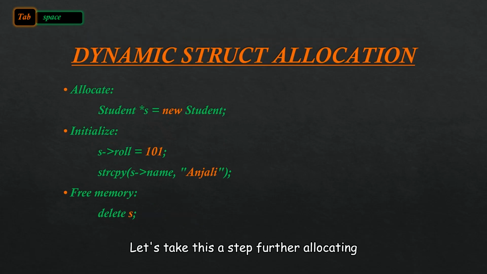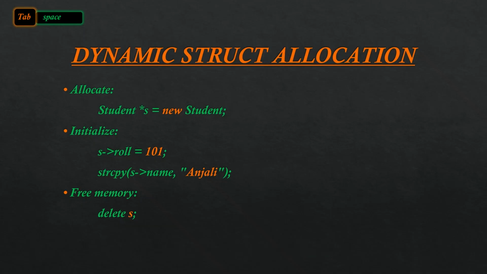Let's take this a step further, allocating structures dynamically. Imagine you are building a system where you don't know how many student records will be created during runtime. In such cases, you can use malloc in C or new in C++ to allocate memory for your structure. For example, student *s = new student. Once allocated, use s->roll = 101 and similar expressions to populate it. But don't forget, every new should be paired with a delete and every malloc with a free to avoid memory leaks. Dynamic memory makes your program flexible and scalable.